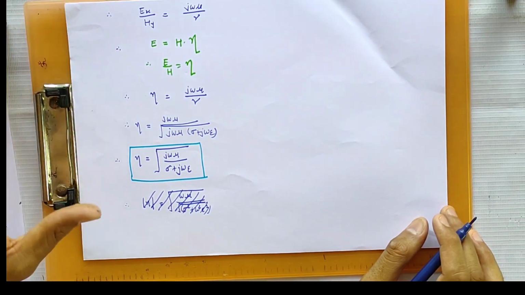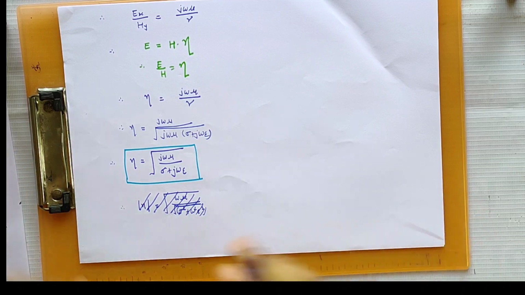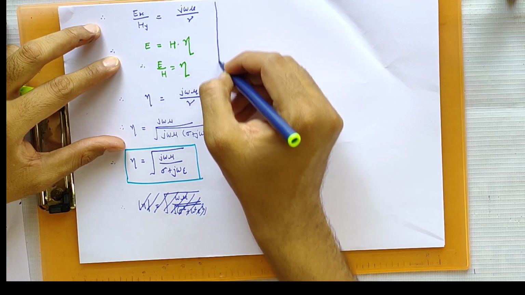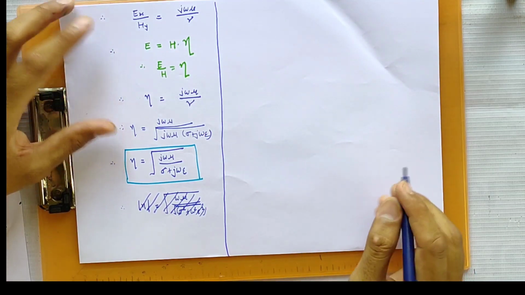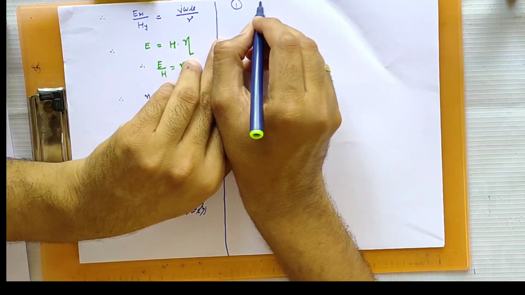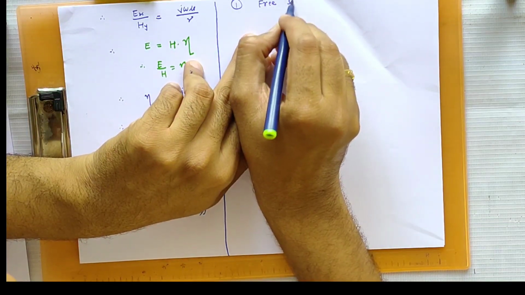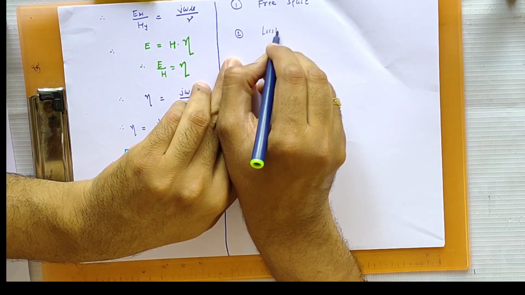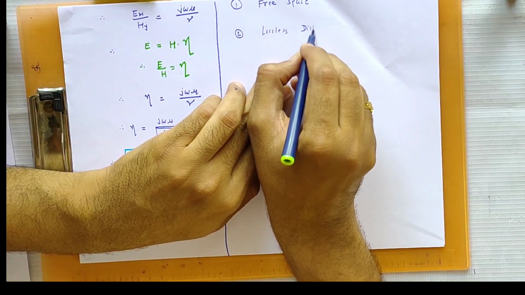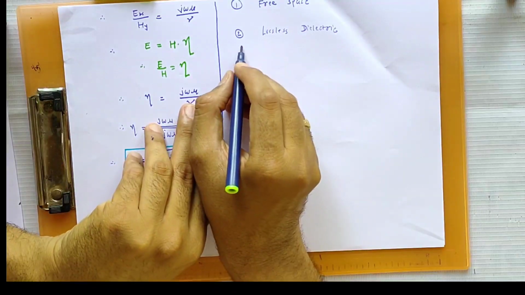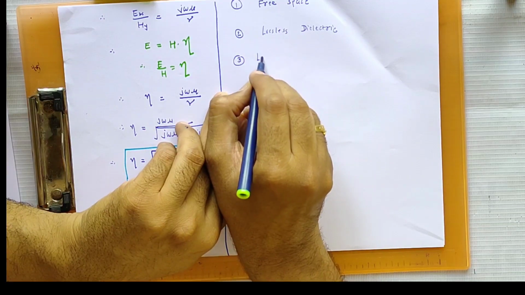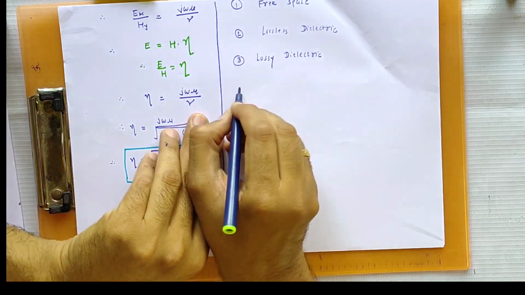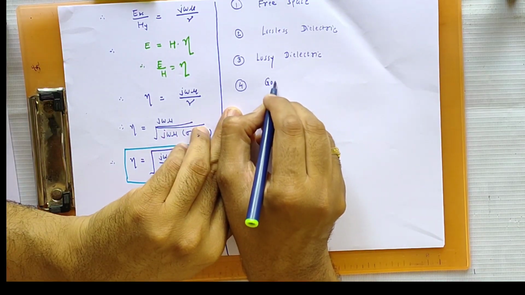We have a total of four types of medium. Which are the four types of medium that we discussed in the last lecture? The first medium is free space, or you can say air. The second medium is the lossless dielectric medium. The third medium is the lossy dielectric medium. And number four is the good conductor.